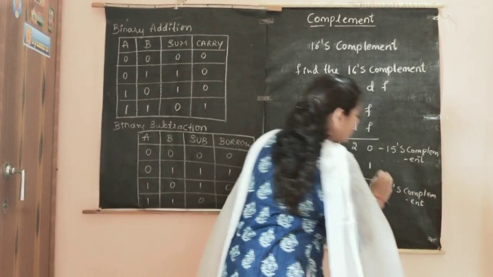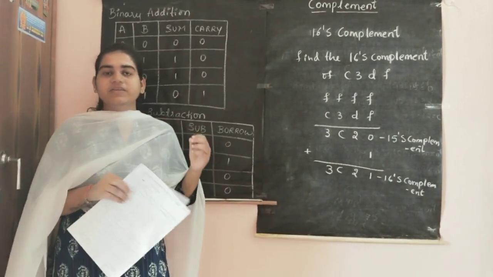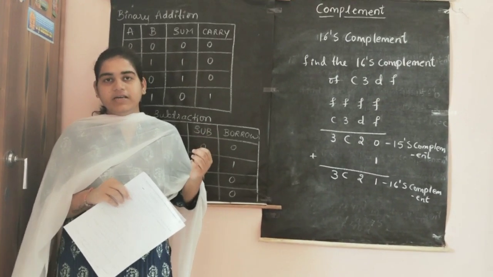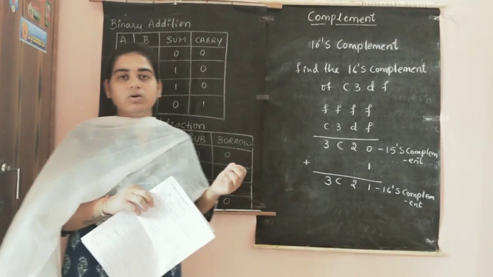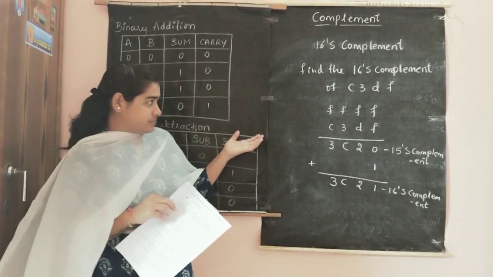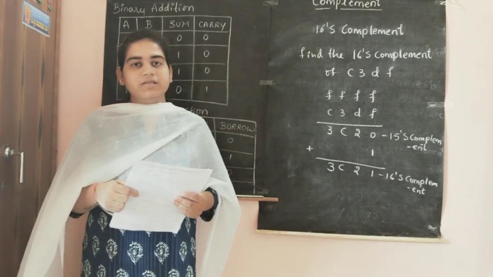So what we have to do, first we have to find the 15's complement of the given number, then we have to add plus 1 to that. So this is about the different complements of the different number systems here. So thank you.